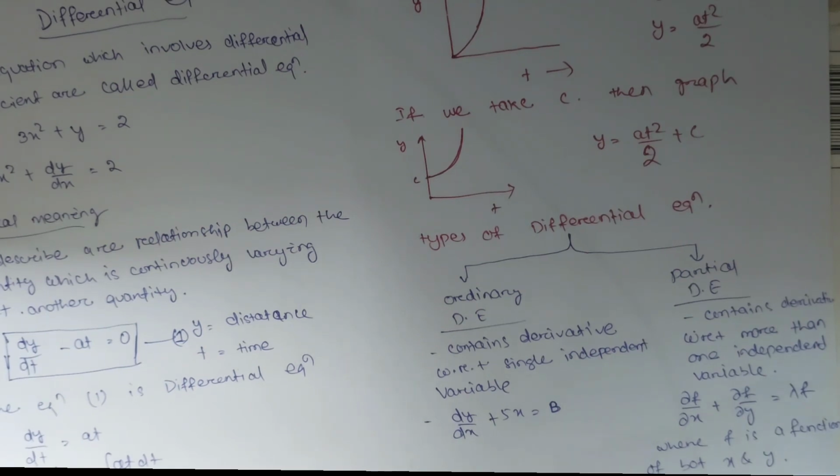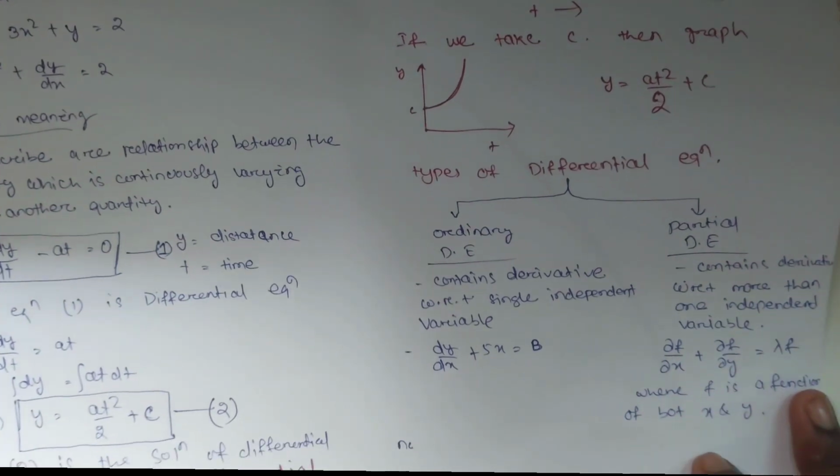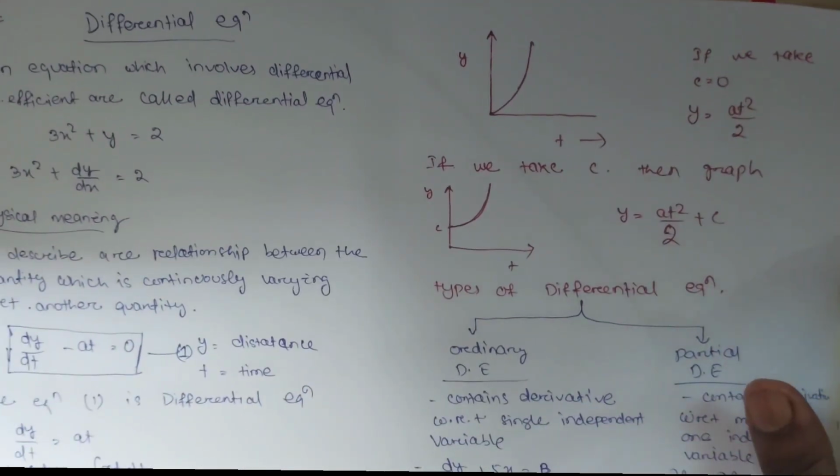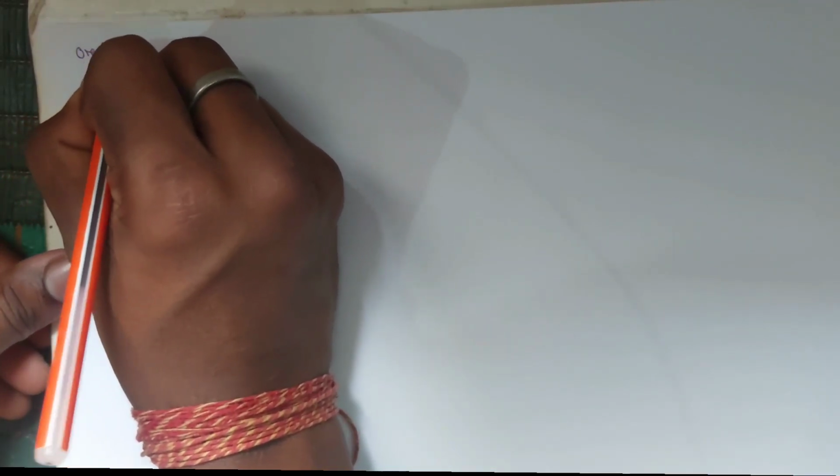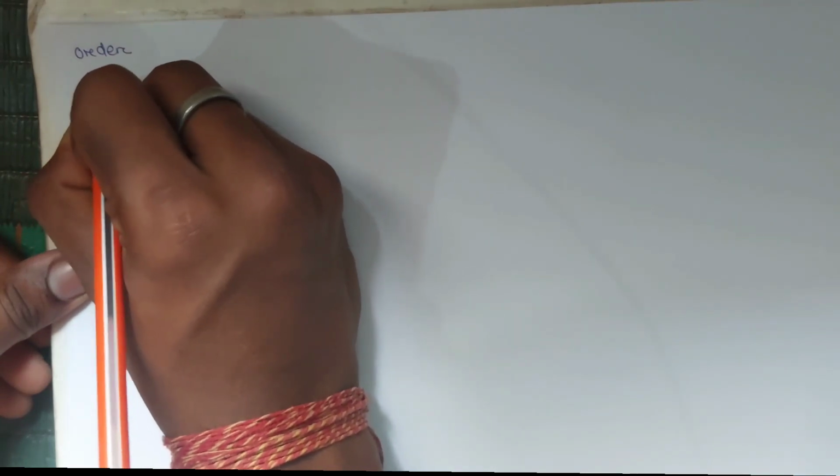Now look at some identification, how we identify a differential equation. We are going to see some terms related to differential equation. First of all we have to see order and degree, these two terms of a differential equation, order and degree of differential equation.